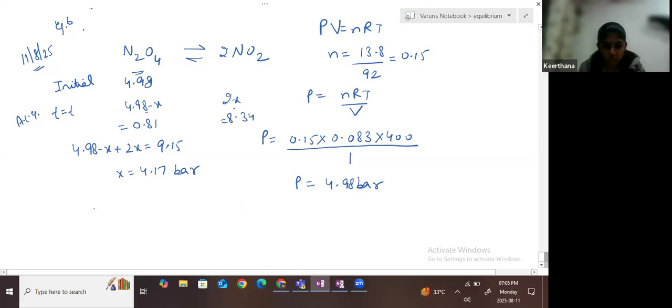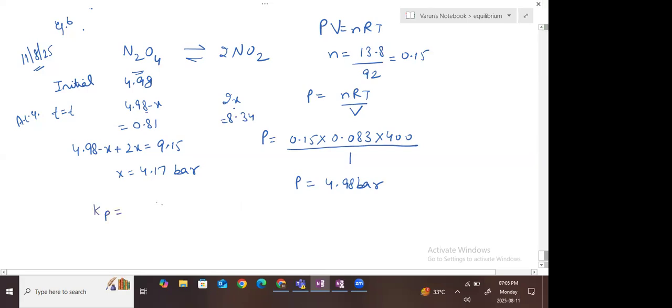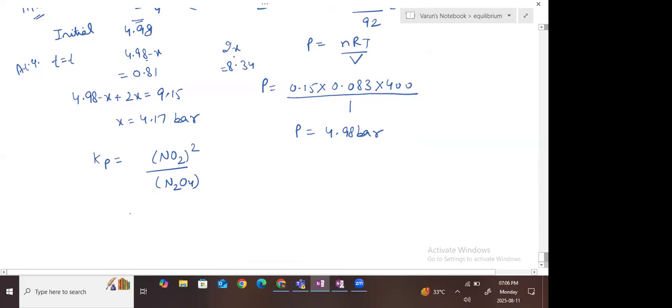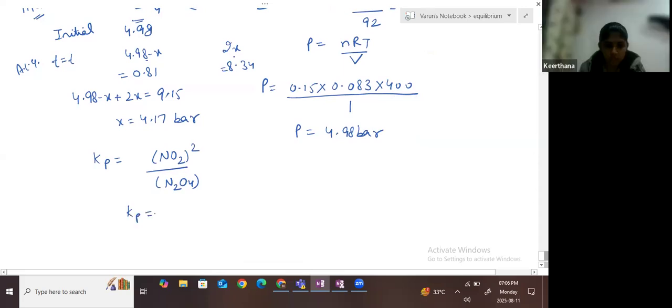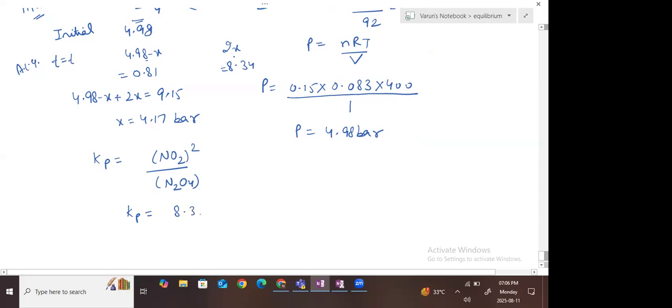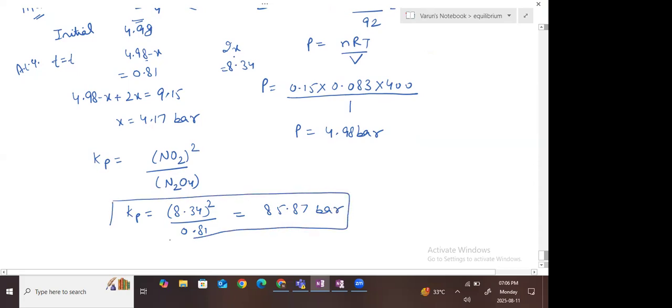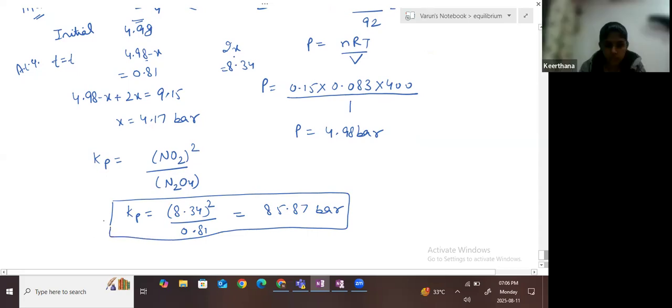If I have to write the formula for Kp, it will be NO2 square divided by N2O4. So Kp is equal to NO2, how much is it? 8.34 square divided by 0.81. Correct? And when I solve it, this will give me 85.87 bar. This is my Kp. Clear? Yes.